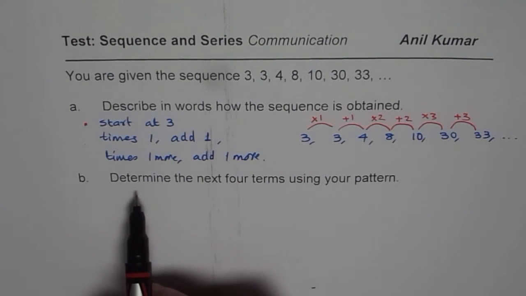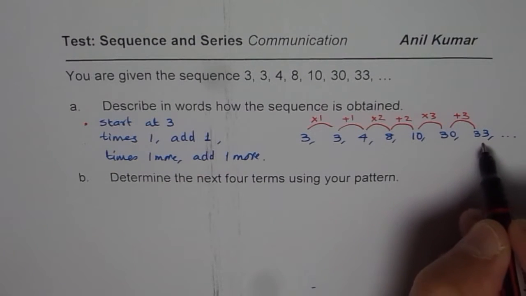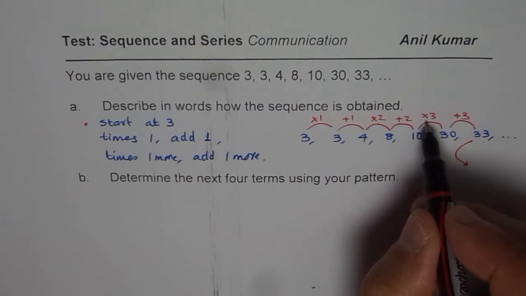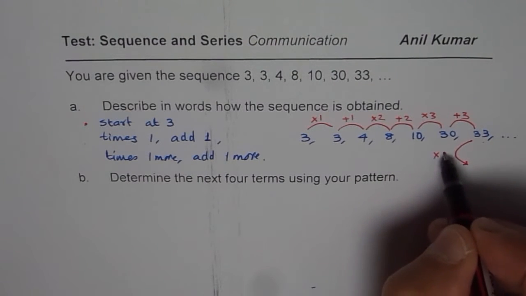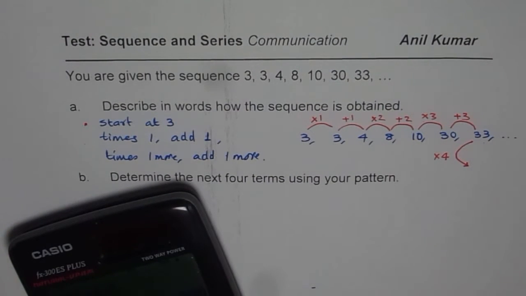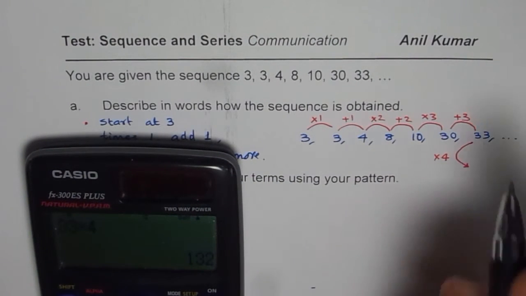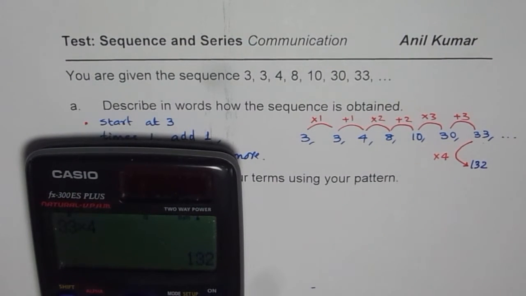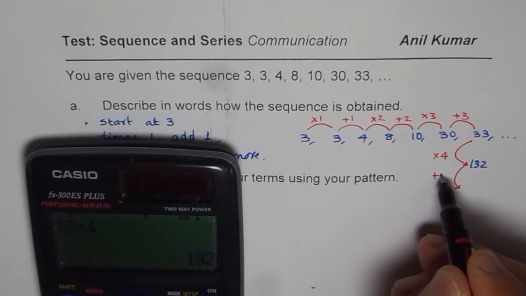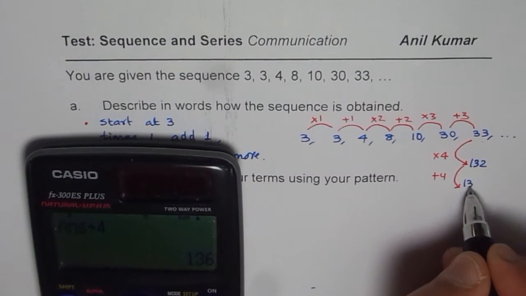So now we need to determine the next four terms using this pattern. We have added 3, so next time what should you do? Let's get 4 terms. Next it is times 3 plus 3 is over, so we should do times 4, right? And then add 4. So let us do 33 times 4 first. 33 times 4 equals 132, so we get 132. And next we have to add 4, correct? So 132 plus 4 equals 136.